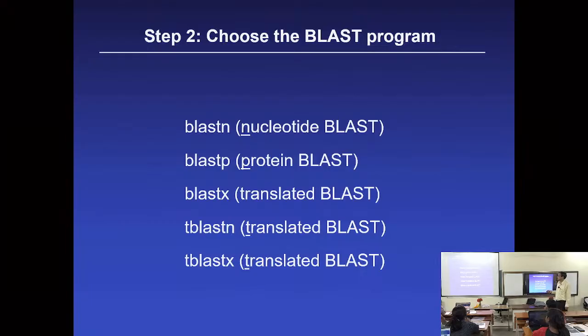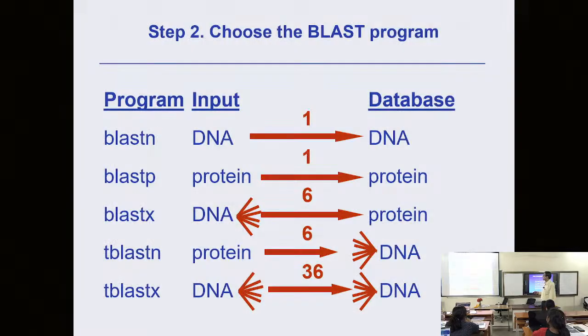They are BLAST-N for nucleotide BLAST, comparing DNA to DNA sequences, BLAST-P, which is protein BLAST, comparing 2 protein sequences, and then translated BLAST, and they are also used for protein comparisons. We will learn about these in a moment. So if you have a DNA sequence as a query sequence, and you want to compare with a DNA sequence in the database, then you would want to use BLAST-N.